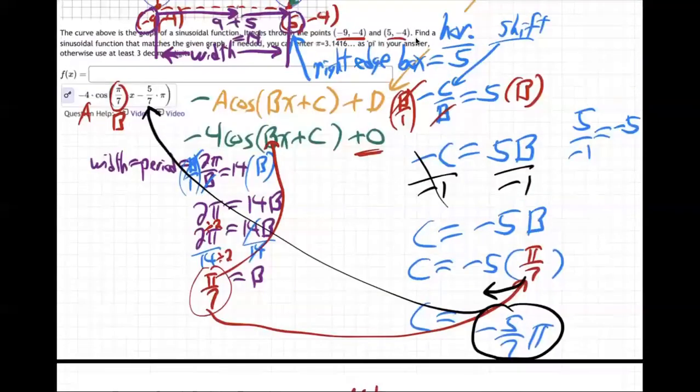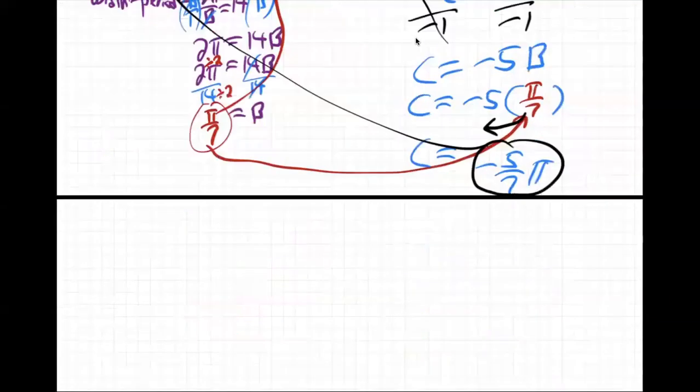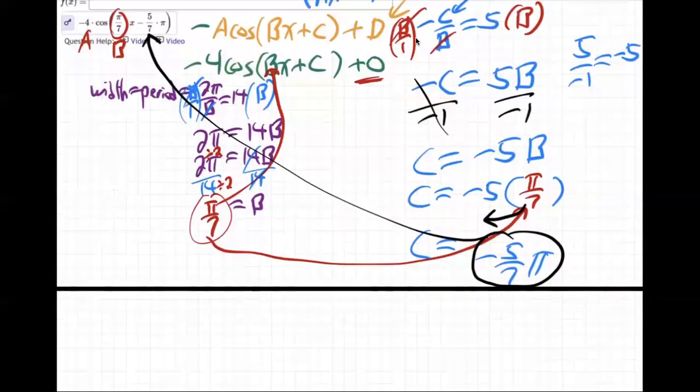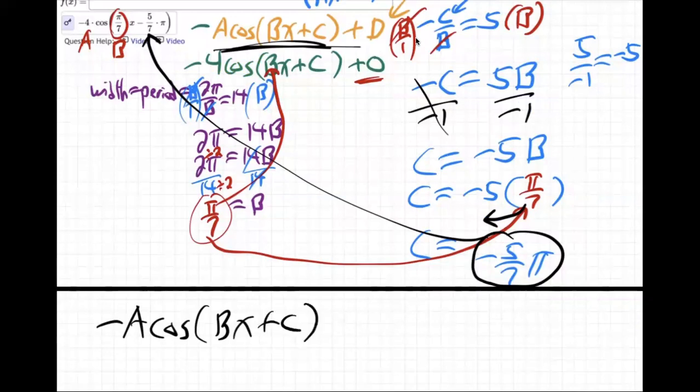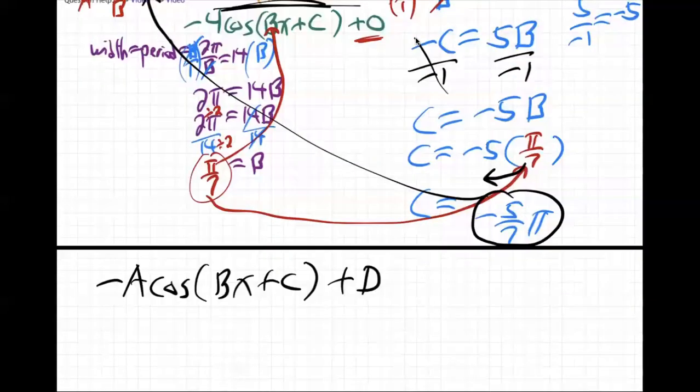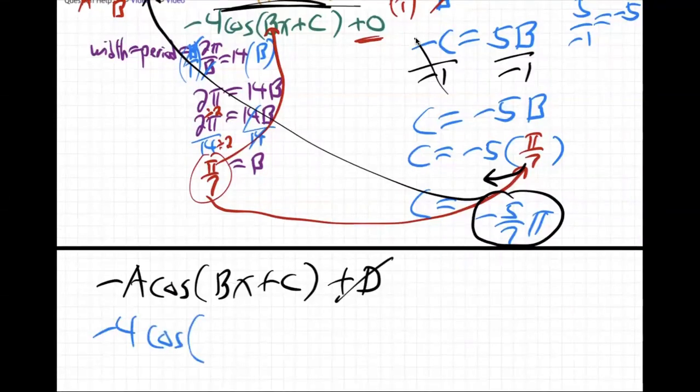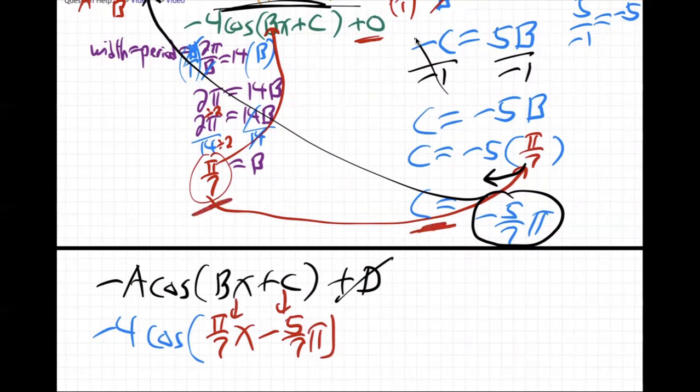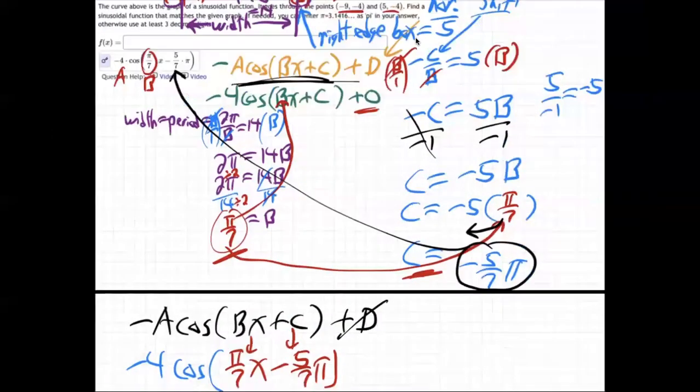So there is our equation. So putting it all together, so right here, it's negative A cosine bx plus c plus d. We learned that the d is 0, so that's gone, and that this is negative 4 cosine. We found the b is pi over 7 x, and the c is negative 5/7 pi. Right there. We found the C, we found the B, and that's the answer that agrees with the answer they gave. And so that's how you do it.